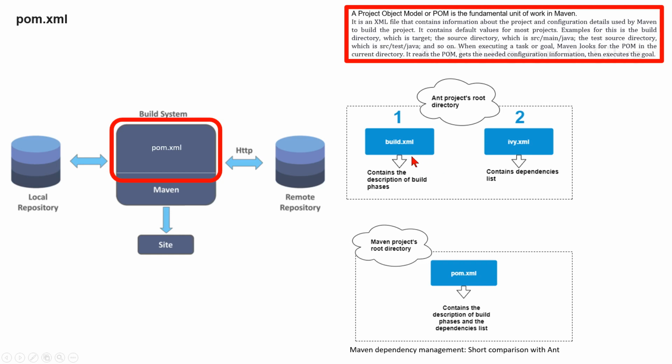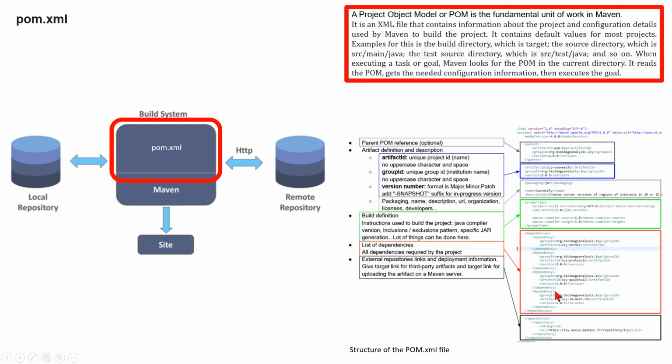Here you can see the Ant project root directory. Here the build.xml contains the description of build phases, and ivy.xml contains the dependencies list. Here the Maven project root directory, and here the pom.xml contains the description of build phases and the dependencies list. Here you can see the structure of the pom.xml file. The POM file is an XML file that contains all project information and instructions for Maven to build the project.